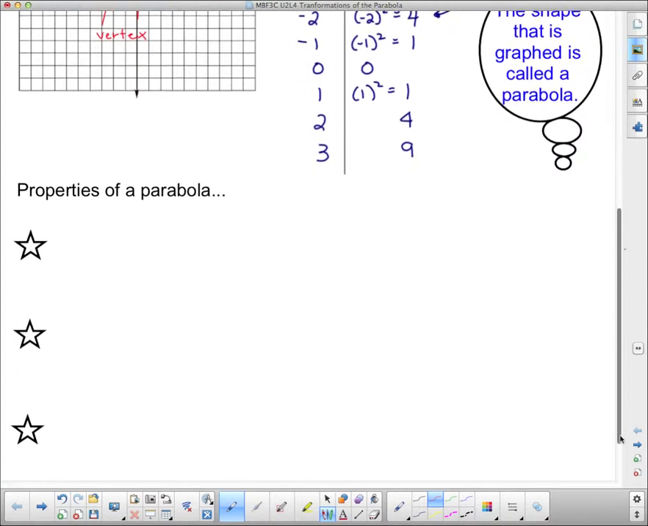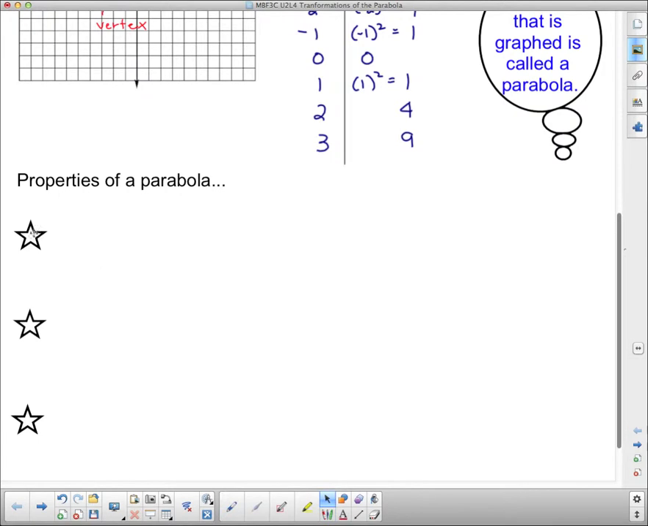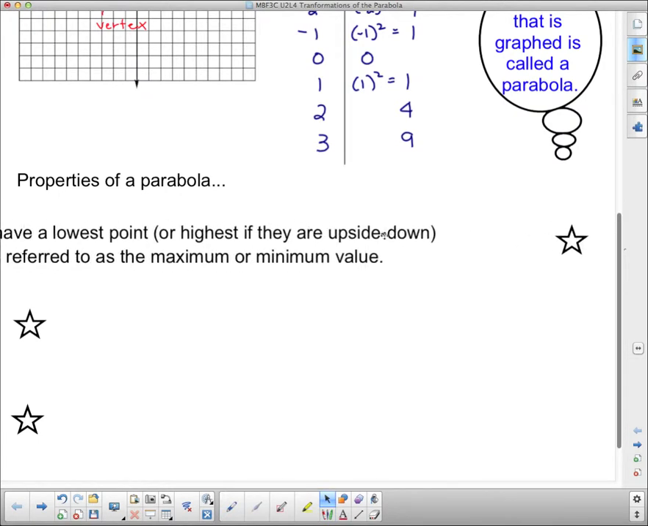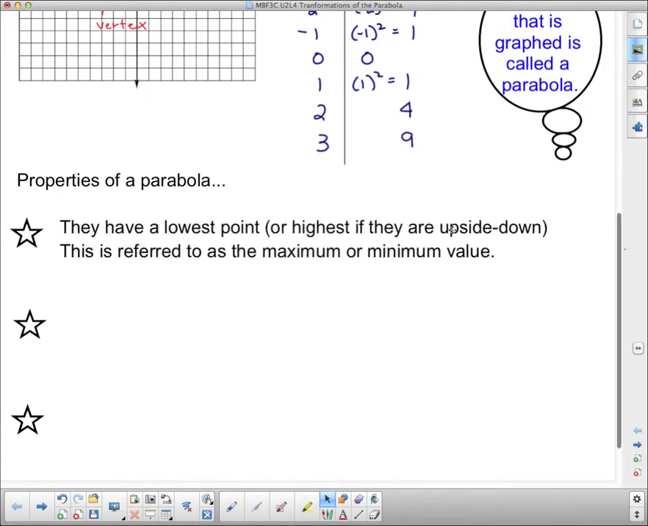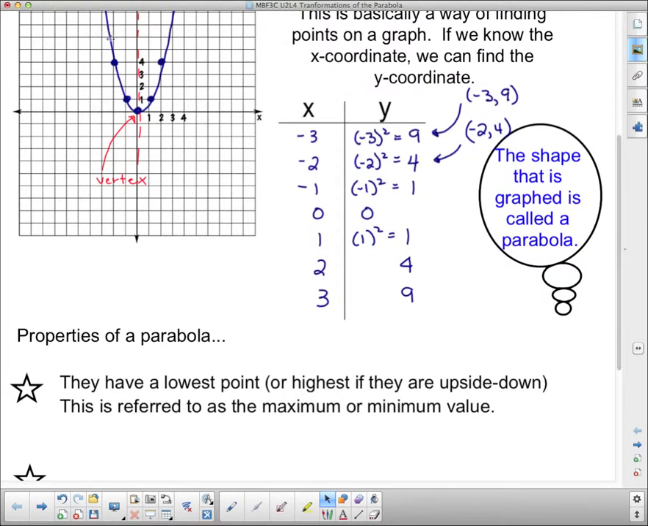So, properties of the parabola. Here they are, and we had them basically in the last note, but I'm going to pull them out here again. Here are the properties of the parabola. They have a lowest point, or a highest point if they're upside down. This one's not upside down. The one we did in the last video is upside down. This one is what we consider right side up, which means it has a lowest point. And this is referred to as the max or min value. So this vertex is the max or minimum point.